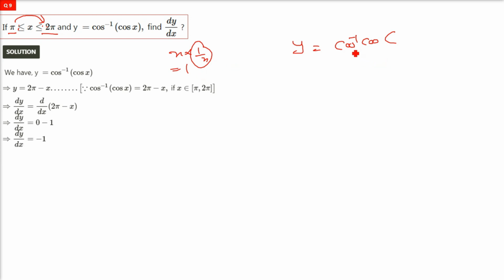X and 1 by x are what? They are inverse of each other. That is why we can cancel. But in the inverse trigonometry, we cannot cancel like that. We need to see the periphery, which is pi and 2 pi in this case. So let us see here. 2 pi minus x we have to write. When you cancel cos and cos inverse, it is 2 pi minus x. dy by dx of 2 pi minus x. 2 pi is 0. Minus x is minus 1.